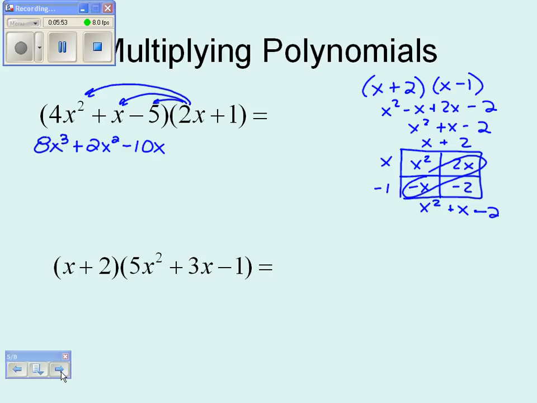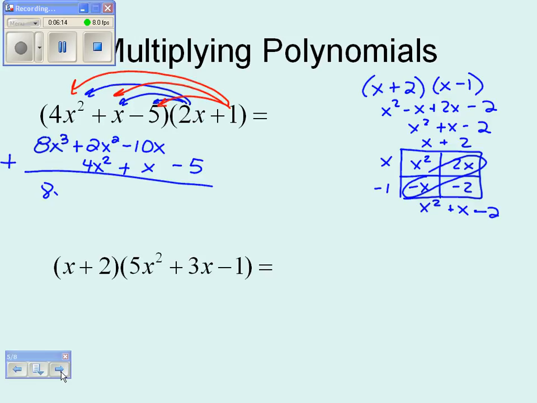And now I need to multiply the 1 to everything. And what I'm going to do when I multiply that out is put those terms underneath whatever they match, just to keep my work a little more organized. So I get 4x squared plus x minus 5. So then when I add those together, I get 8x cubed plus 6x squared minus 9x minus 5. So that's one method. And again, with this one, you don't even have to line it up. You can just do one long line and then collect like terms.